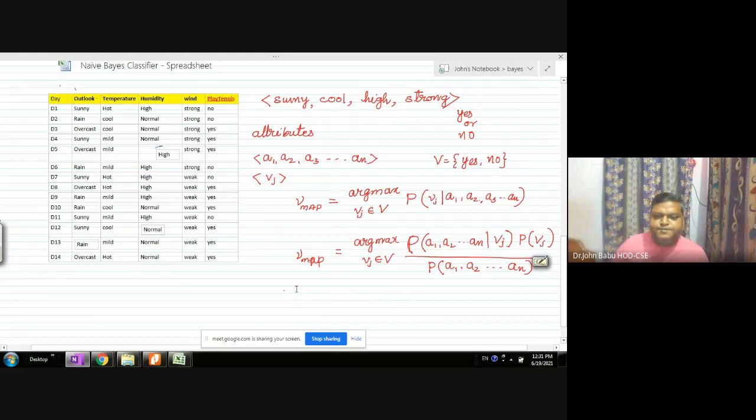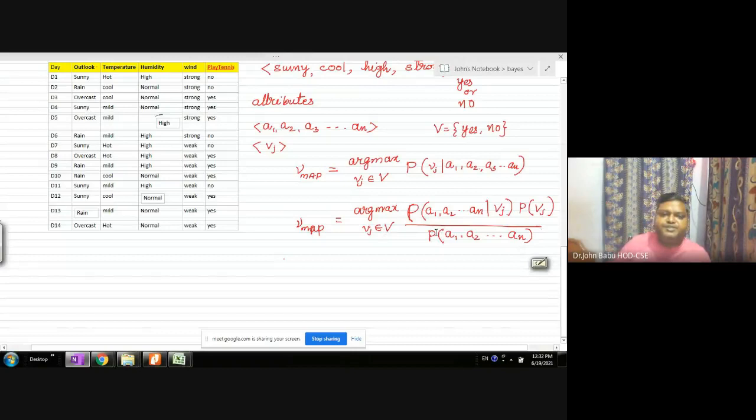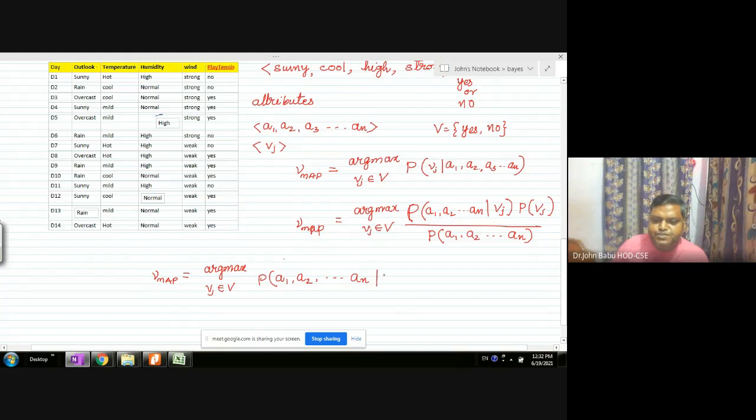Because we are trying to maximize this, we can eliminate this denominator. And we can say V map is equal to arg max of the probability of A1, A2, so on, AN. What are A's here? Attributes. Probability of attributes given the target value into the probability of that particular target value.